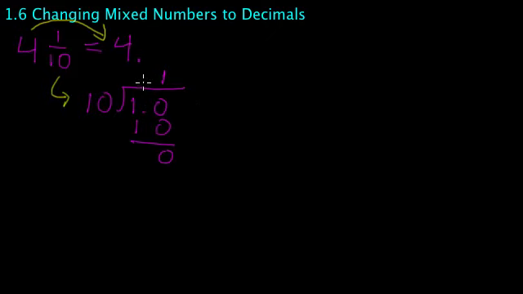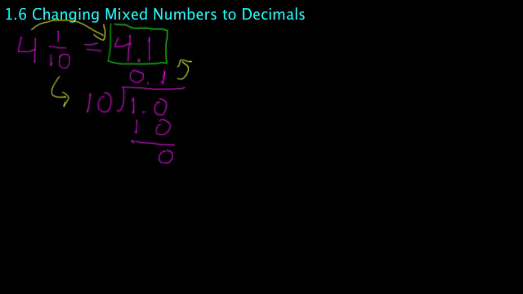So I bring up my decimal point, put in a leading 0, and I find that 1/10 is equal to 0.1. The 0.1 comes into my answer. I'm interested in the portion that is to the right of the decimal point, so that's the 0.1 that I really want here. So 4.1. That is my answer.